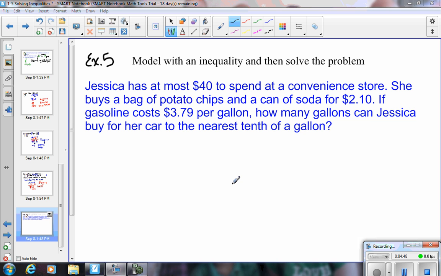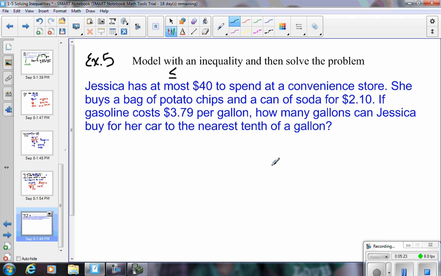For our last example, we have a word problem, and we're going to model this situation with an inequality, and then we're going to solve the problem. Jessica has at most $40 to spend at a convenience store. So again, we have at most. She's got at most $40, which means she could spend $40 or she could spend less. So already we know that we're going to be dealing with less than or equal to. She buys a bag of potato chips and a can of soda for $2.10.